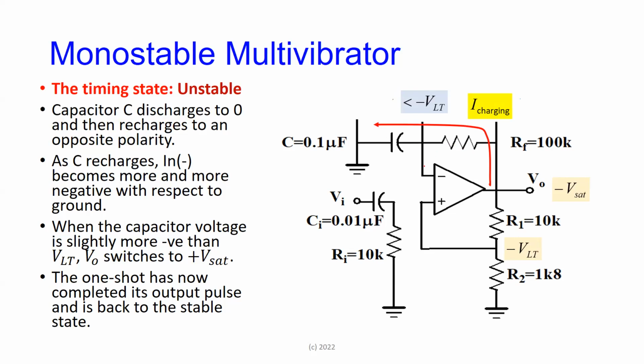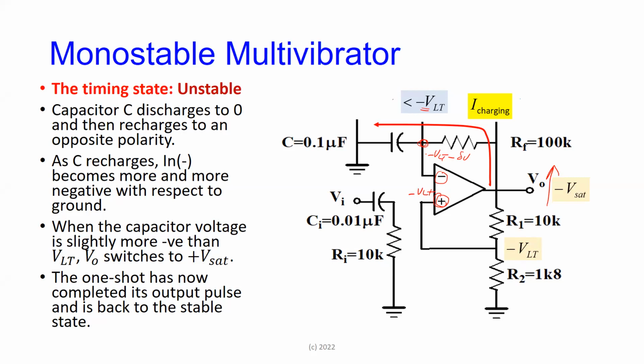And at some point in time, this voltage here is going to exceed, because it's charging negatively towards minus VLT. So if this is minus VLT, as soon as this gets a little bit less than that, minus VLT minus some delta V, then at that point in time this terminal is now more positive than that. The output is going to shoot back up to VSAT, which is the stable point.